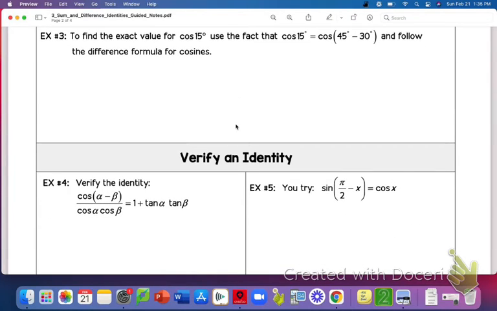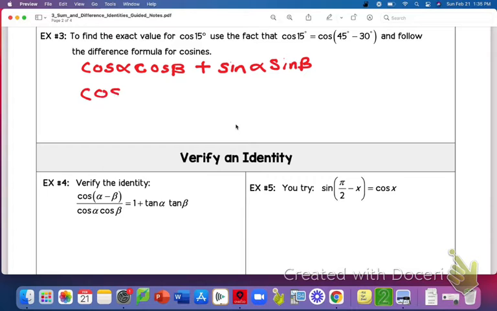All right, example number 3. To find the exact value for the cosine of 15, we're going to use the fact that cosine of 15 is equal to the cosine of 45 minus 30 and follow the difference formula for cosines. So cosines, remember, keep your cosines and your sines together. So it's cosine of alpha, cosine of beta. Because it was minus, it's going to go to a plus, and then it would be the sine of alpha, sine of beta.